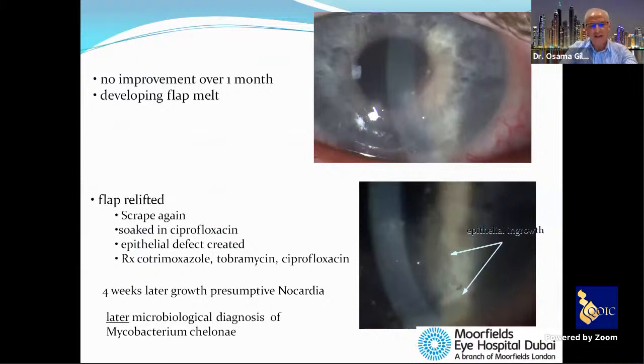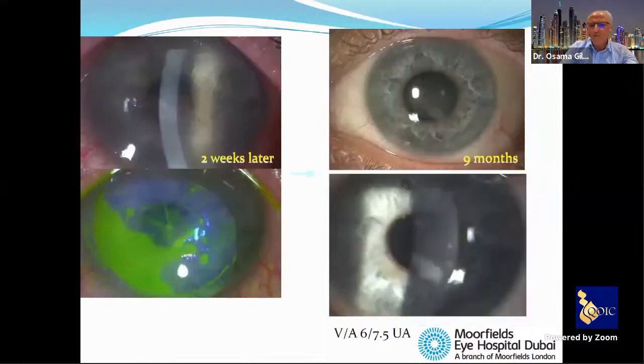So we lifted again and soaked it with ciprofloxacin. We created an epithelial defect to have better penetration of the antibiotic. After 4 weeks from the culture, we had a growth that was presumed Nocardia, but later on they confirmed the diagnosis of a mycobacteria colony. The patient slowly improved over time. Over 9 months, there's a bit of haze, but the vision is still good, 6/7.5, which is good for this mycobacteria infection, because sometimes it can be a very bad result.